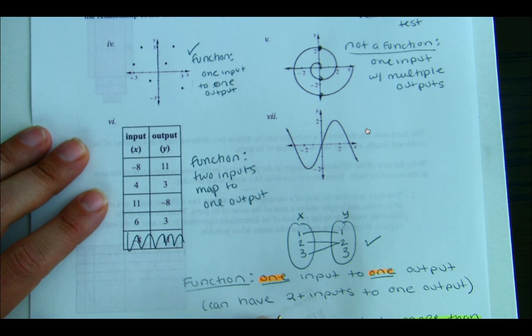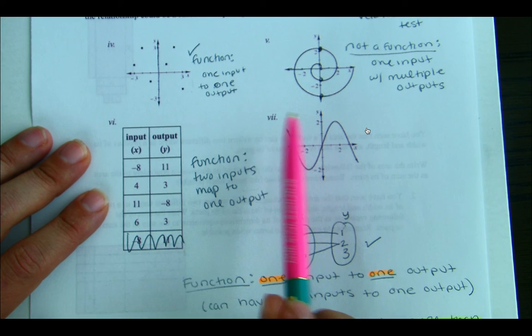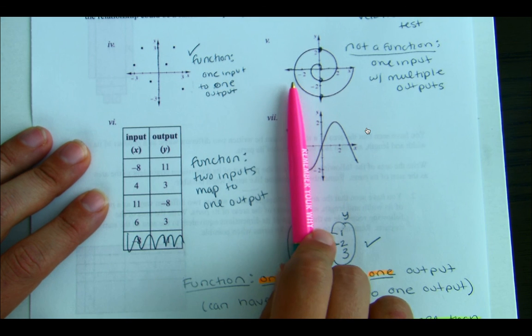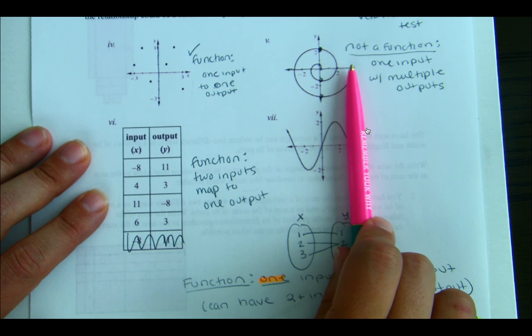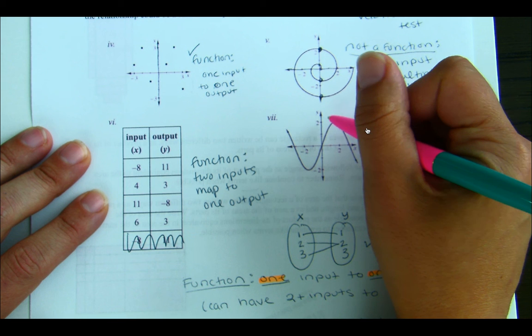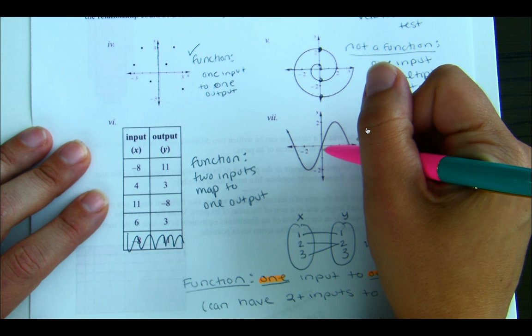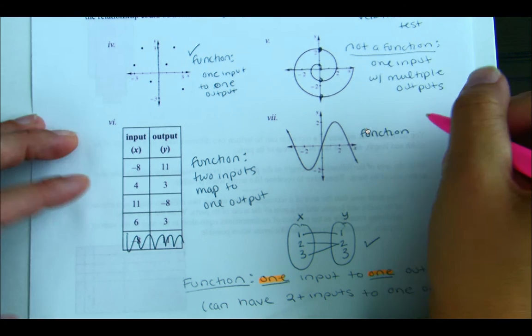The next one we're going to look at, and the last one, is this right here. Similar to the other graphs, I'm going to roll my pen over here, and I can see that there isn't a place where I'm going to have multiple outputs for one input. So then again, this right here is a function.